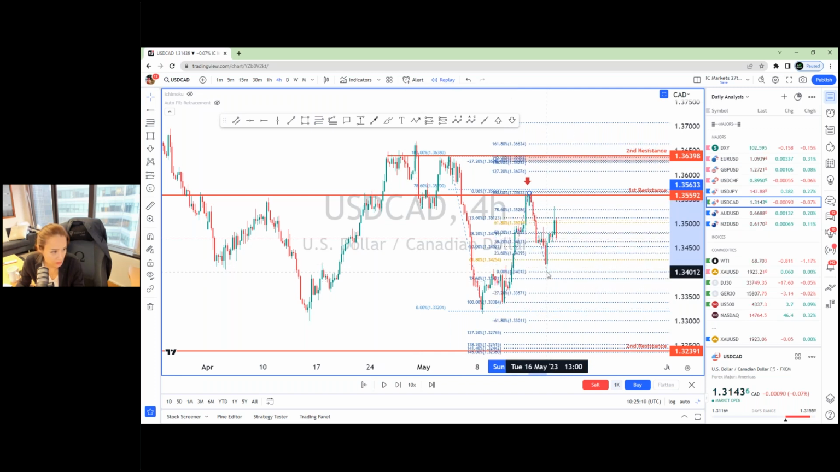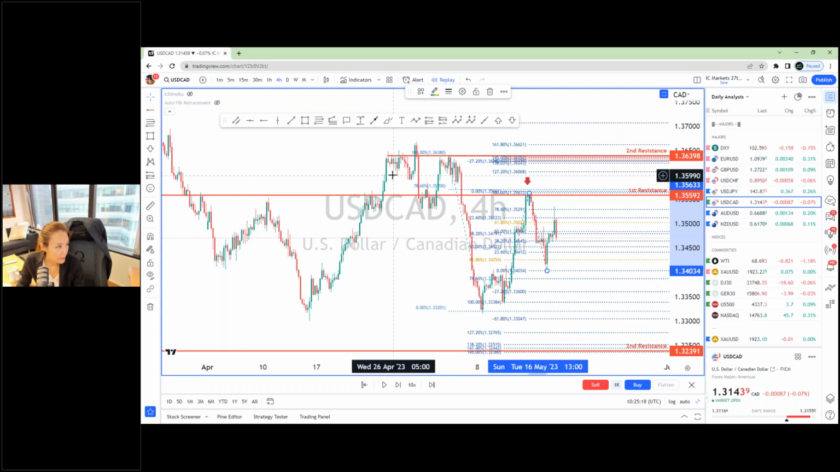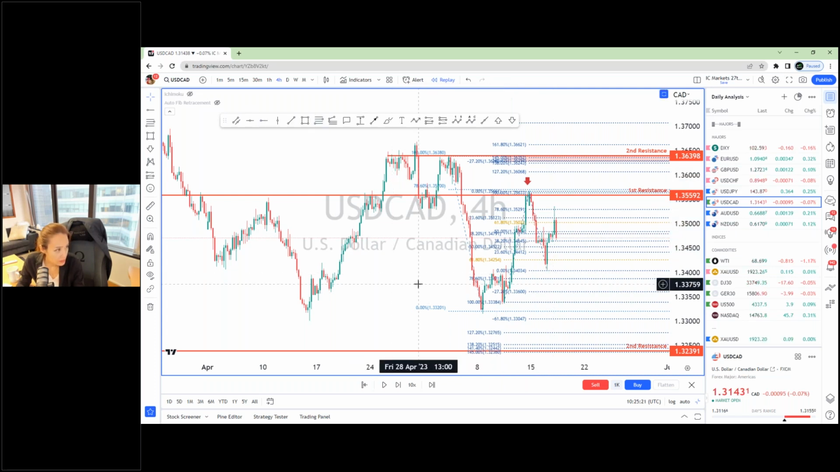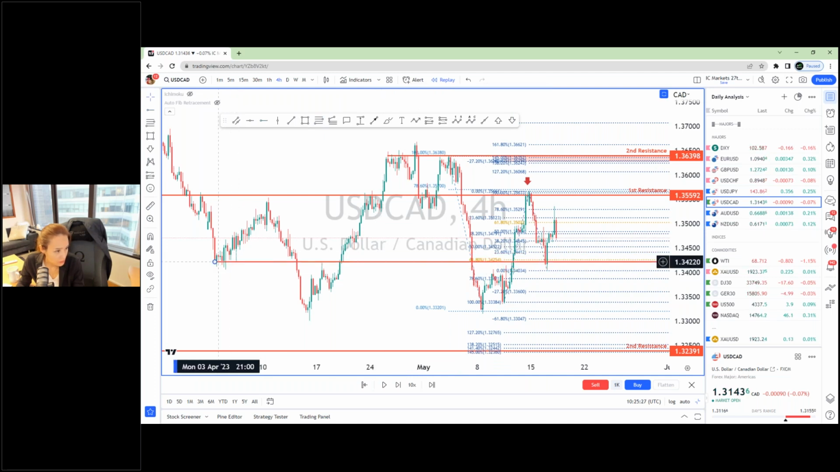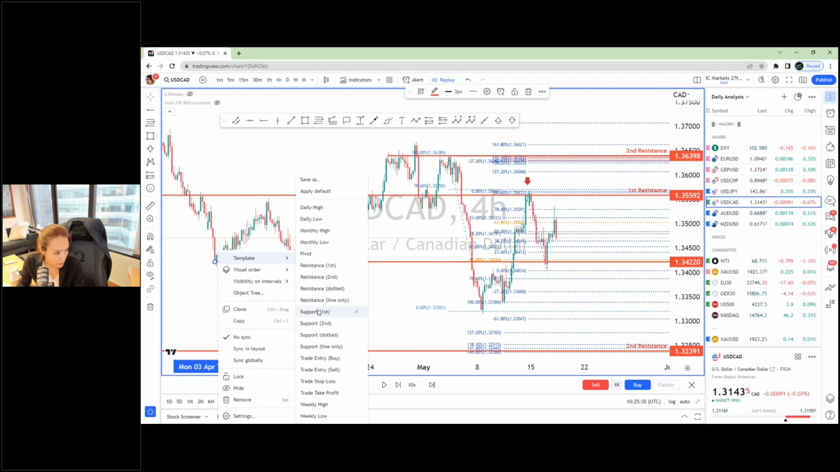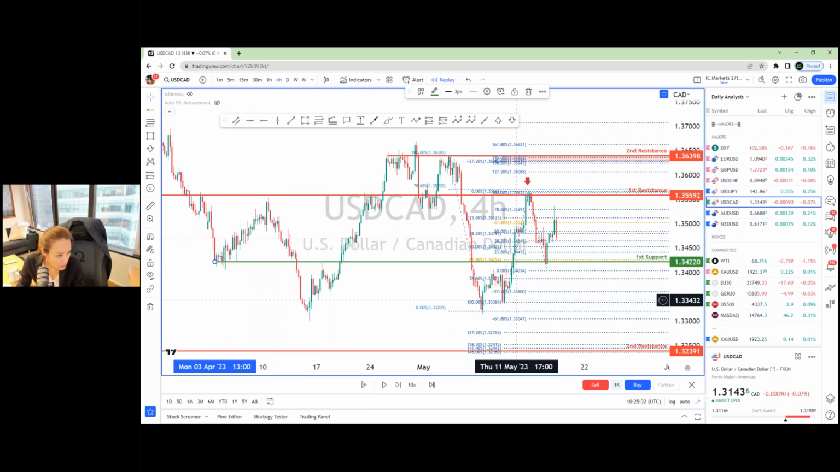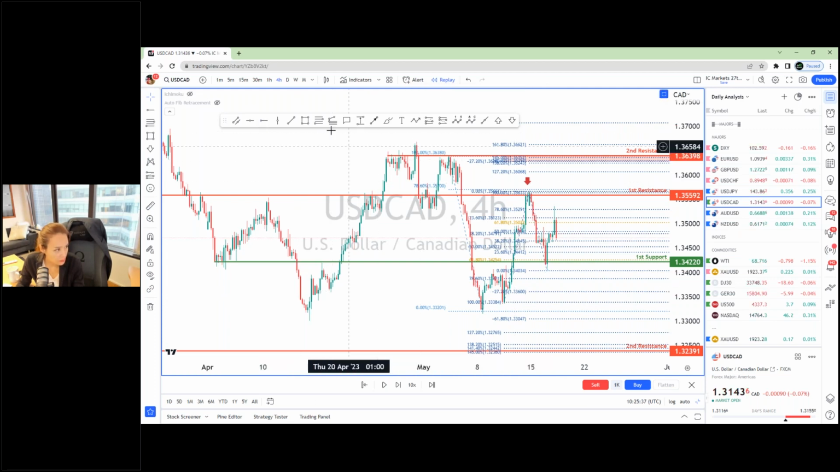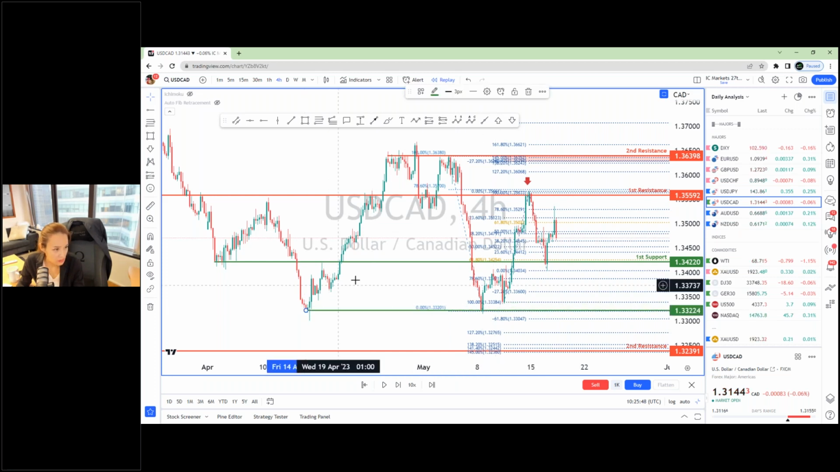Let me see. Okay, from here I retrace more than, so I can use this. This is my support. Wait, let me see. And this is my second support. Like I just maybe put here.